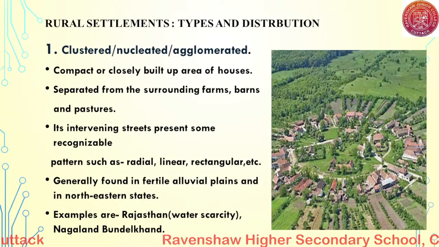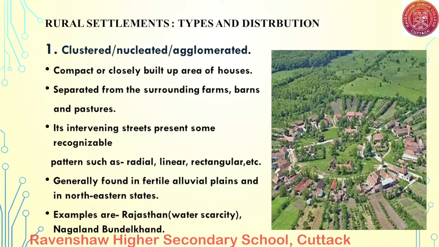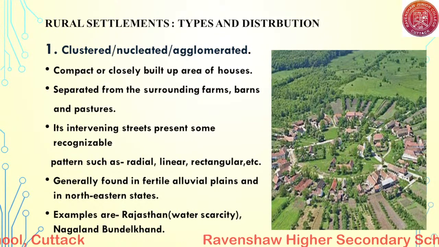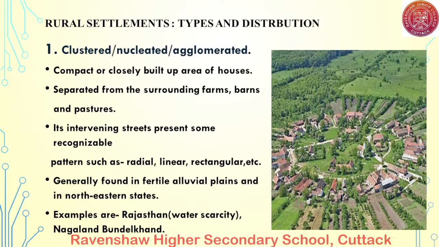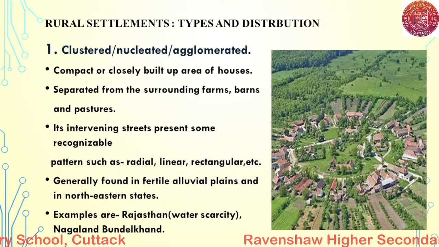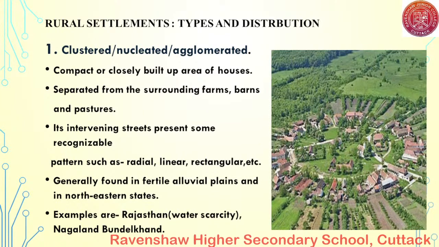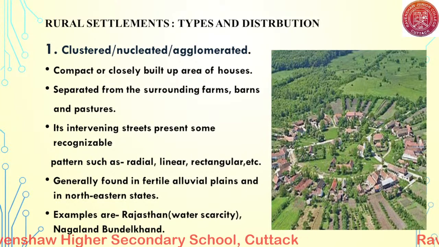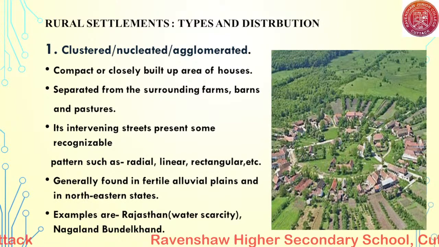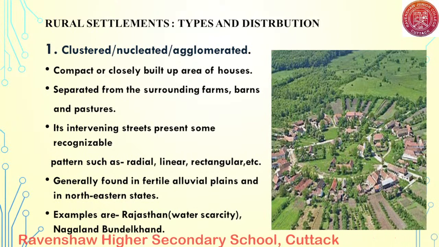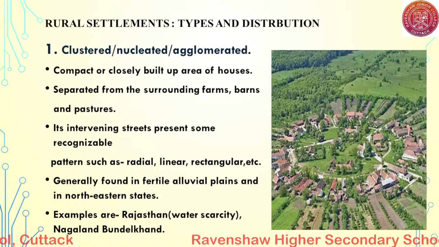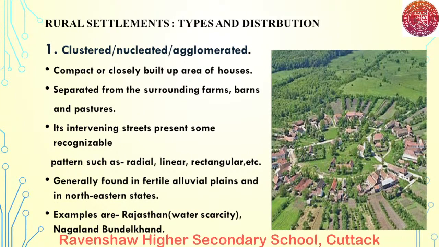Then rural settlements are generally found in the alluvial plains and coastal areas. For example, in the northeastern states of India, the rural settlements are found, and broadly the clustered or nucleated or agglomerated rural settlements are found in the water scarcity area of Rajasthan, because water is life. Where the source of water is available, people will prefer to live in those areas, and that's why the settlement pattern will be clustered, nucleated or agglomerated. And similarly, clustered rural settlements are found in Nagaland and Bundelkhand region. Next.